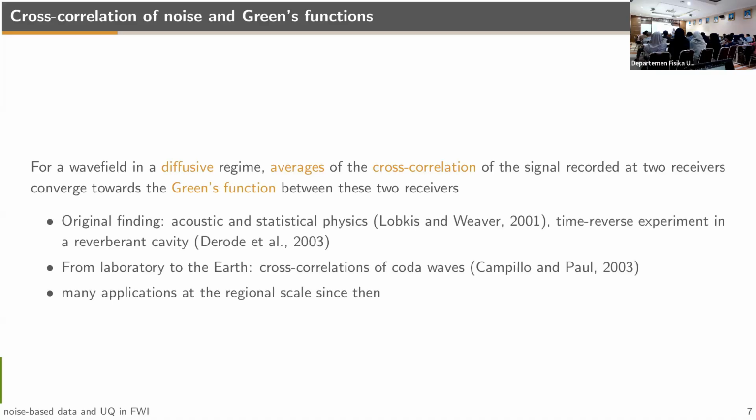This statement has some background in statistical physics and acoustics, and it was shown in the early 2000s by Michel Campillo and Anne Paul, who is actually a professor in my laboratory in France, that for the Earth it actually works. So we can use very long seismic time series and use cross correlation to retrieve what we can call empirical Green's functions. Since then, many applications have been done at regional and local scales.